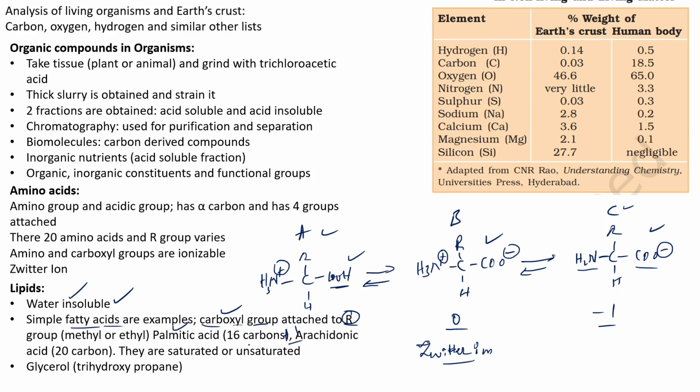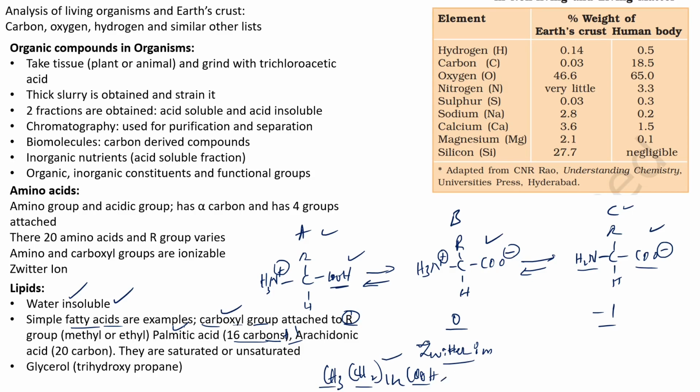It mainly has around 16 carbons, right? If you try the structure of palmitic acid, it is CH3, CH2 14 COOH, right? So this is the chemical formula for palmitic acid.